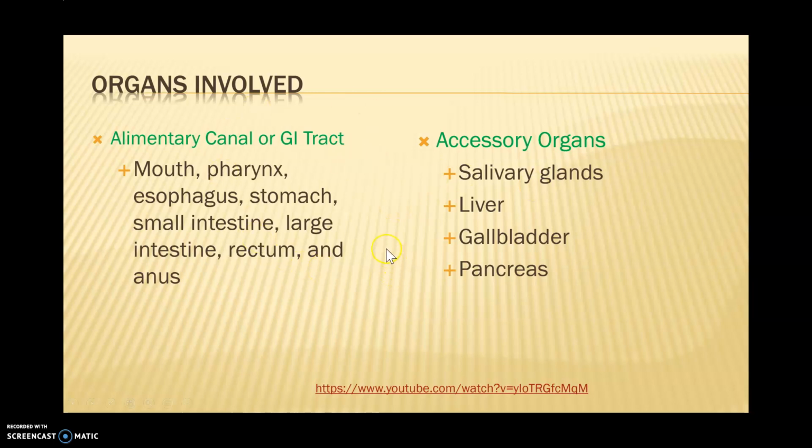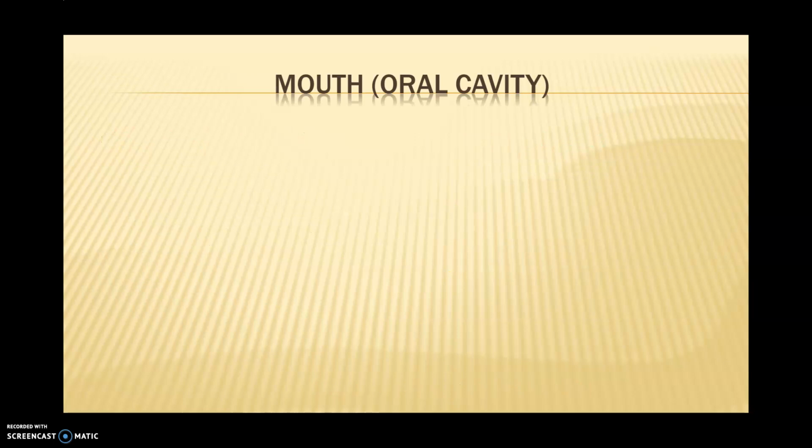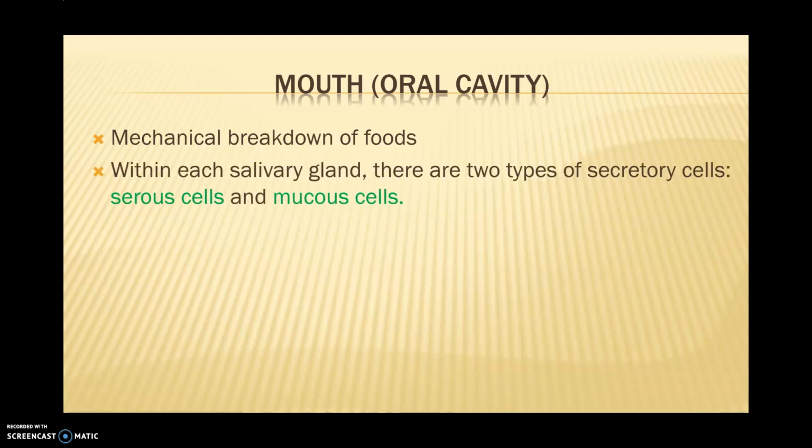So again, we're going to go through each one of these different phases here in the alimentary canal, and also how these accessory organs contribute to the digestion of our food. Of course, where we're going to start is where we get the food initially, which is in our mouth or our oral cavity. So mouth, really the main portion of this is going to be that mechanical breakdown of food, the actual chewing process, which is going to start to break down that food into smaller pieces.